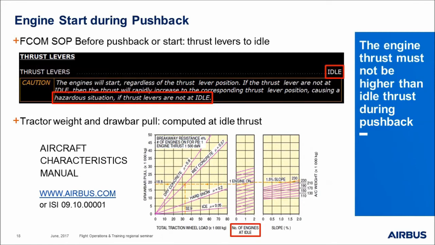The Aircraft Characteristics Manual provides a graph to compute the appropriate towing characteristics. This graph can be retrieved on airbus.com or in a NISI article. As you can see on the graph, the appropriate tractor tow bar weight depends on several parameters, and it is assumed that thrust is set to idle.